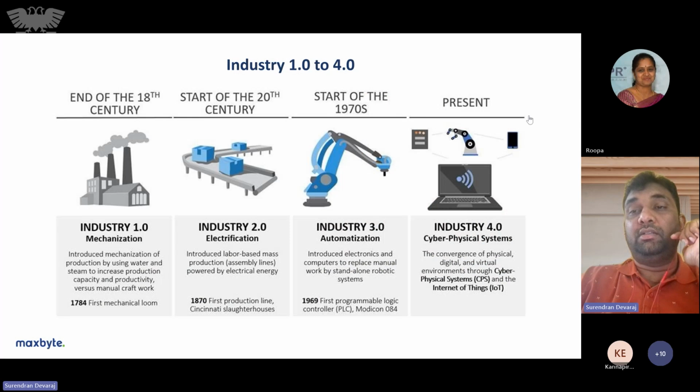Now we are in the era of Industry 4.0, where we are mainly talking about cyber physical systems and machine-to-machine communication. So how can we take the data from the machine and utilize it for effective utilization of the machines, and further optimize the operations.